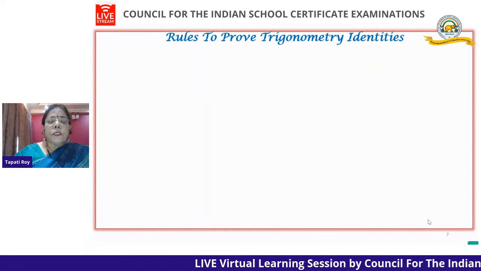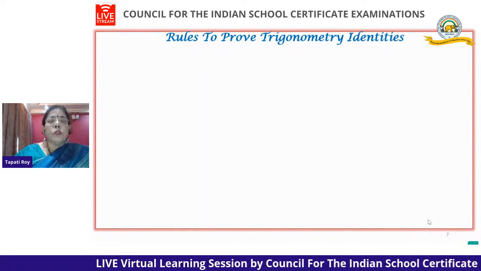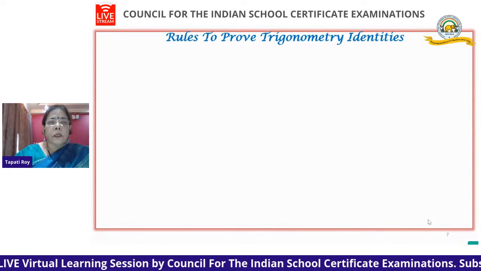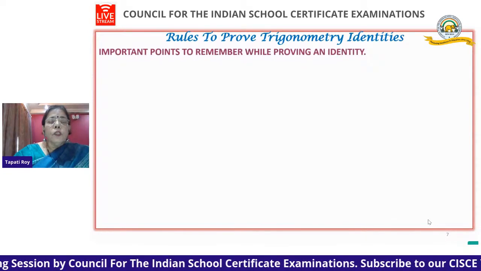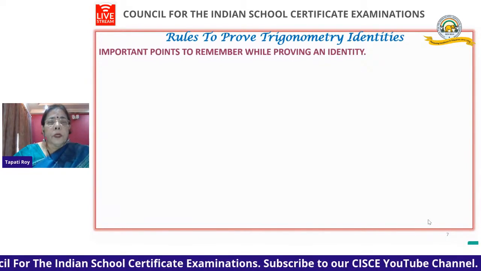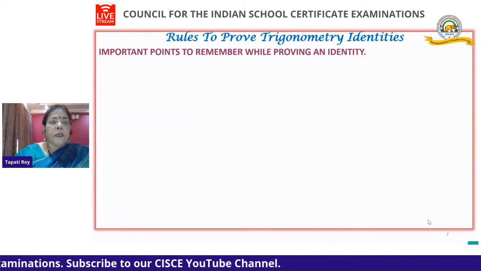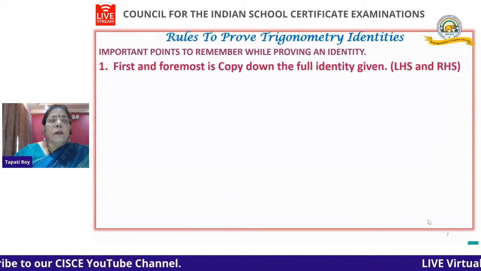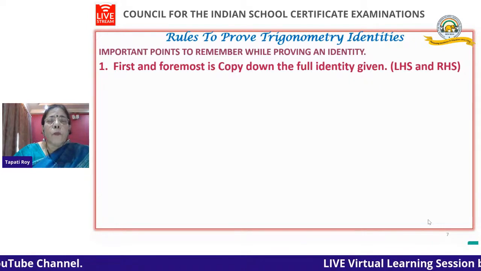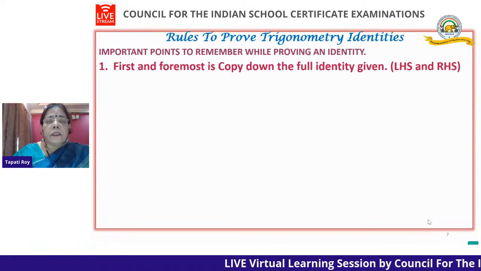Now, the first thing we said, we'll look into the rules to prove trigonometric identities. So these are points you must remember. Follow one step at a time as I go on explaining. Number 1, first and foremost, copy down the full identity given.